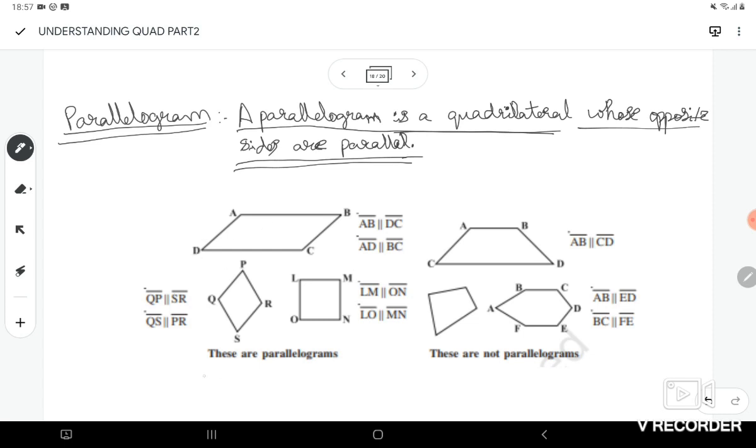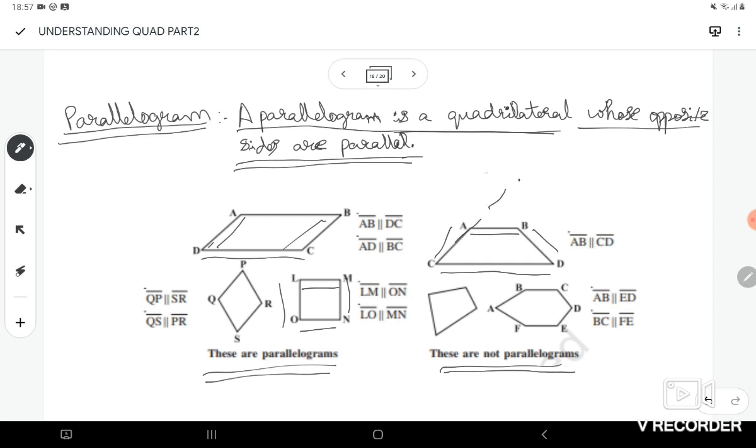From the figure we can see these are parallelograms. So AB is parallel to CD and AD is parallel to BC. Similarly, LM is parallel to ON and LO is parallel to MN. Now those that are not parallelograms: in this figure we can clearly see just AB is parallel to CD, but AC and BD will meet at some point, so they are not parallel.